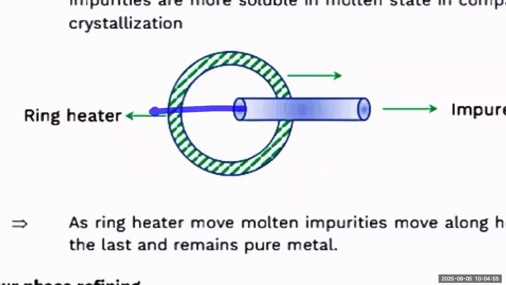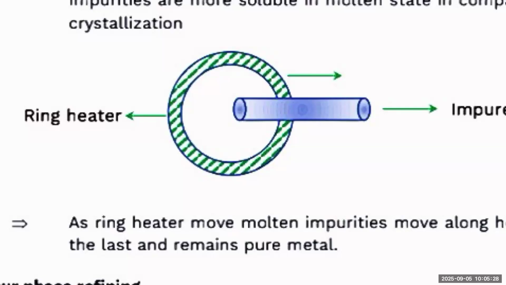See, if there is a metal like this hanging in the air, imagine both ends are tied with a rope or something. You took a ring heater and it started moving slowly from left to right like this. Wherever the heater is moving, that liquid zone moves slowly in that direction. Wherever the liquid zone is moving, in that direction the mixing of impurities will be more.